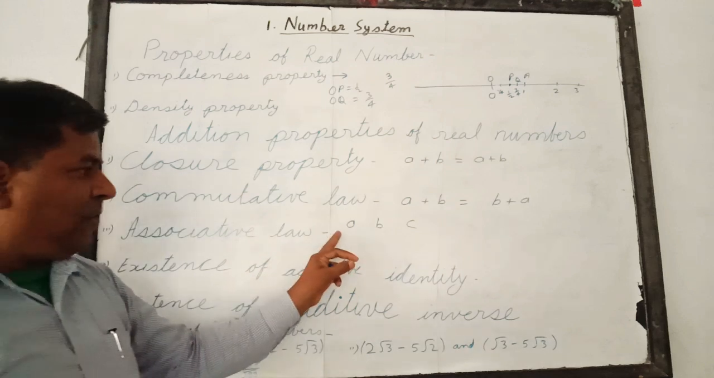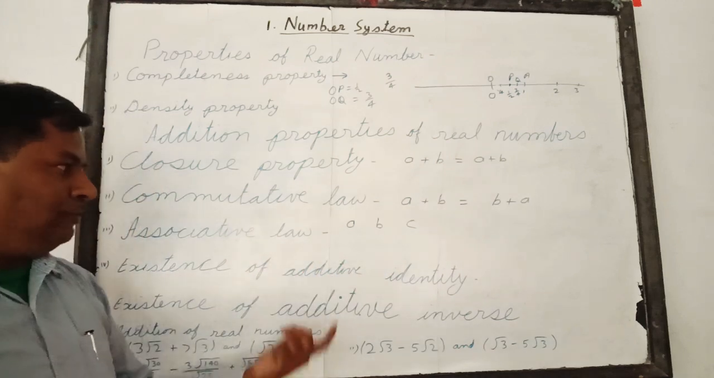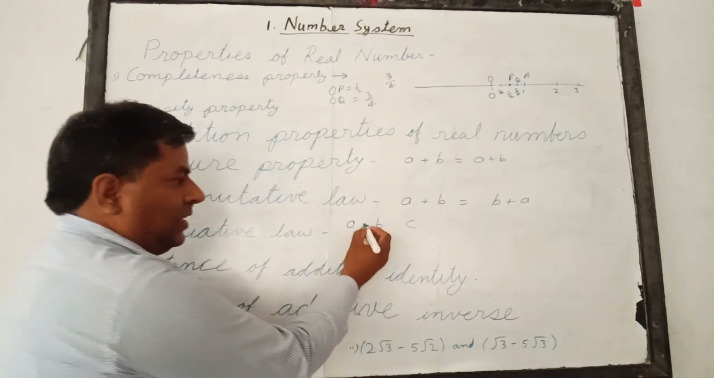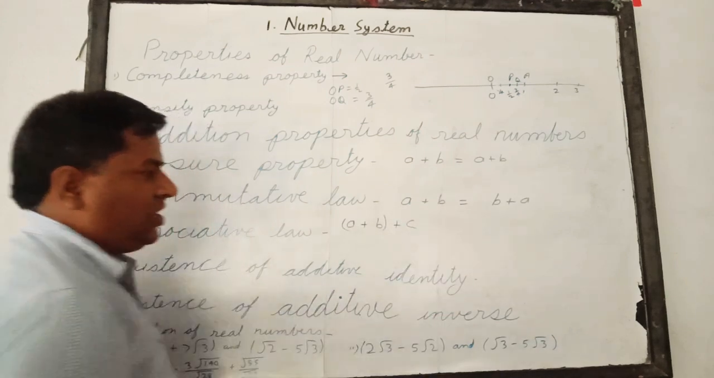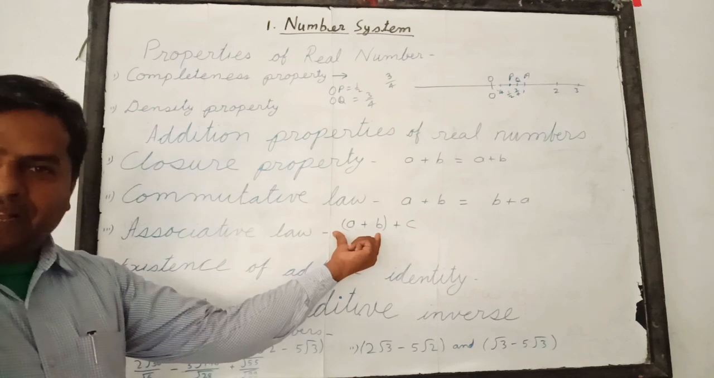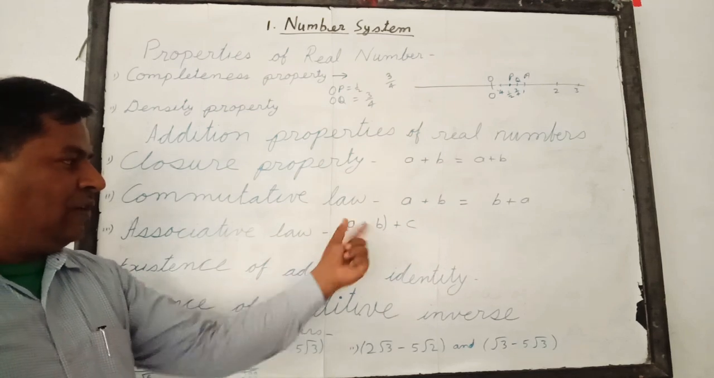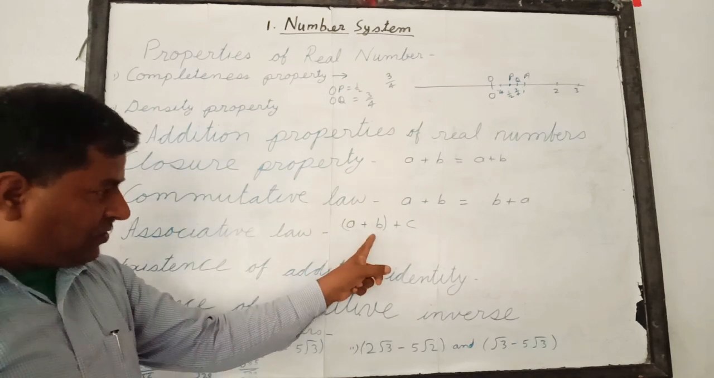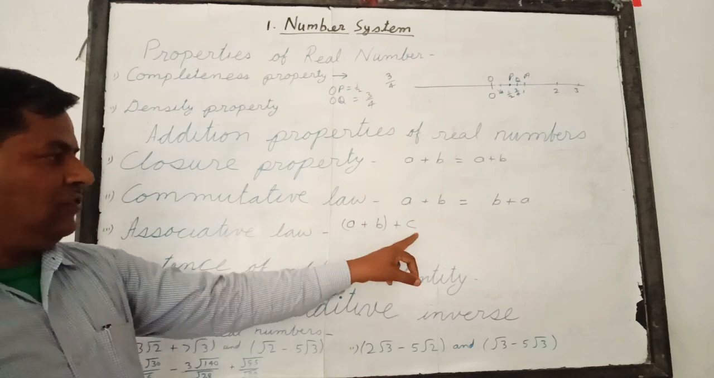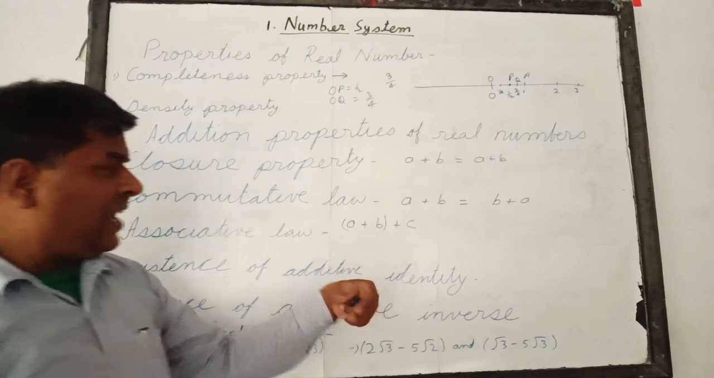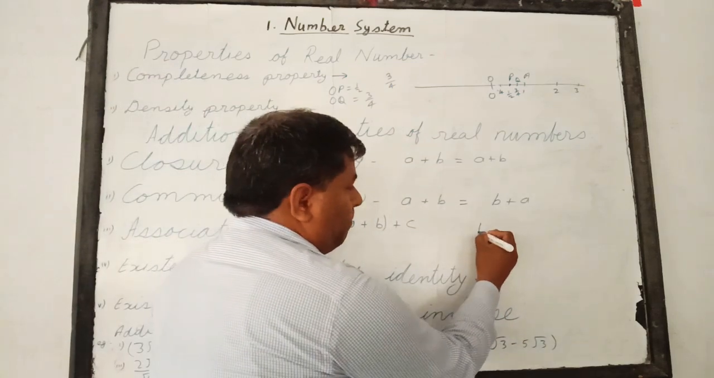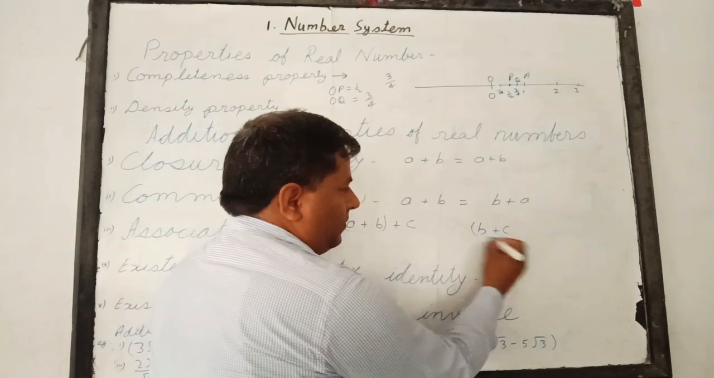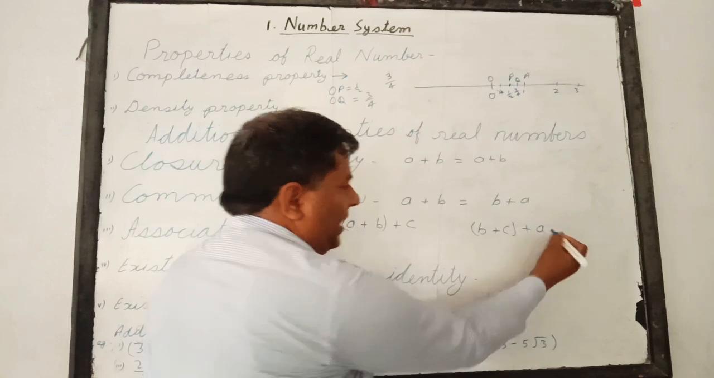In this case, if we have to find the sum, we have two options. We can add a plus b, and to this we can add c. So use a bracket. This bracket means that we will have to add a and b first, and the sum of this is to be added to c. Then we also have a second option. We could have added b and c first, and to this we could have added a.